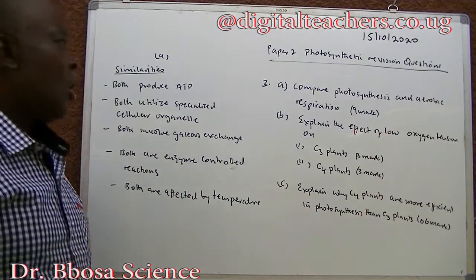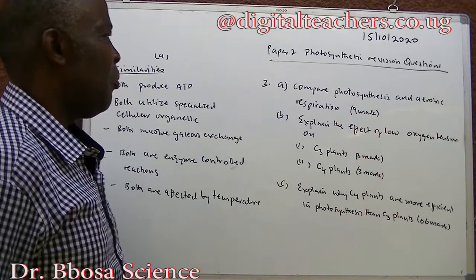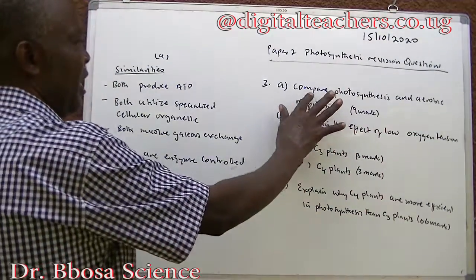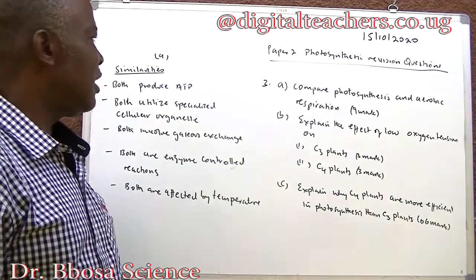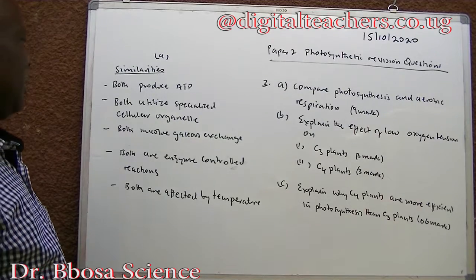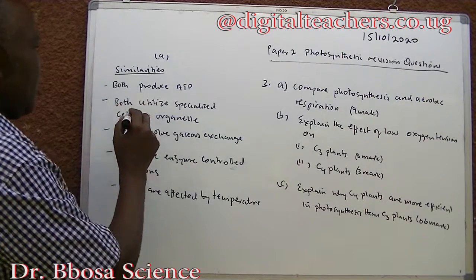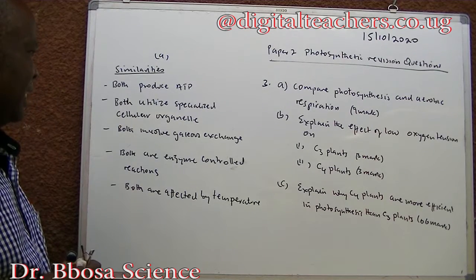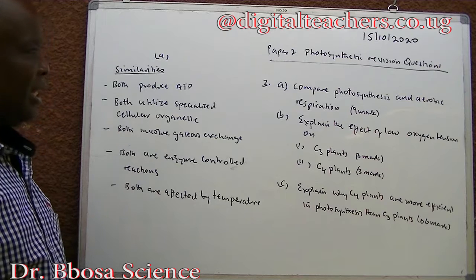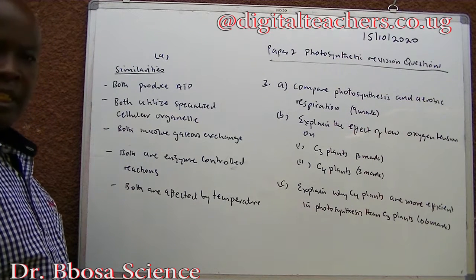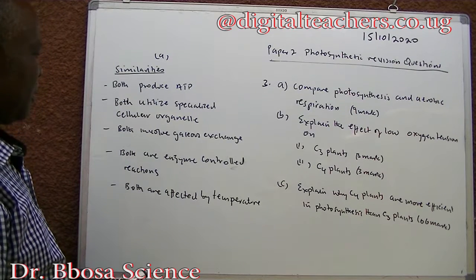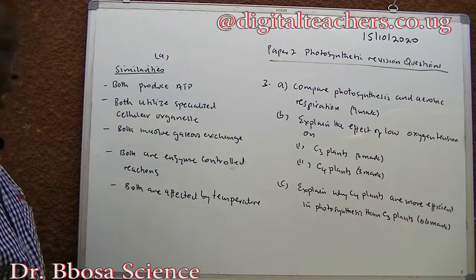3A, compare photosynthesis and aerobic respiration. When they ask us to compare, we have to give similarities and differences. So similarities: 1. Both produce ATP. 2. Both utilize specialized cellular organelles, i.e. chloroplast in photosynthesis and mitochondria in respiration. 3. Both involve gaseous exchange.